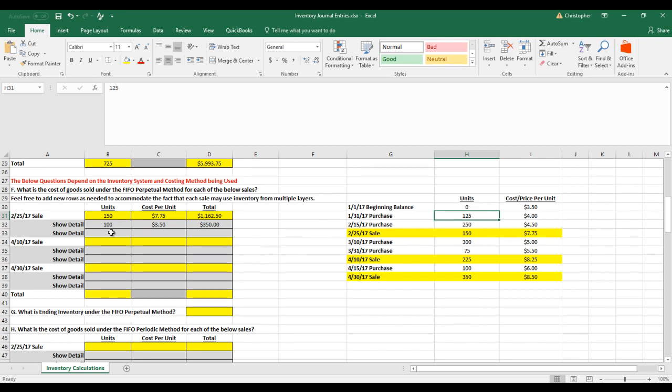We need 50 more units, and we can get them all from this second layer. And that was $4 per unit. So we took 50 out of there. That means we have 75 left. Again, the reason I do this on the side is that then you can tell what you have left for your next layer.